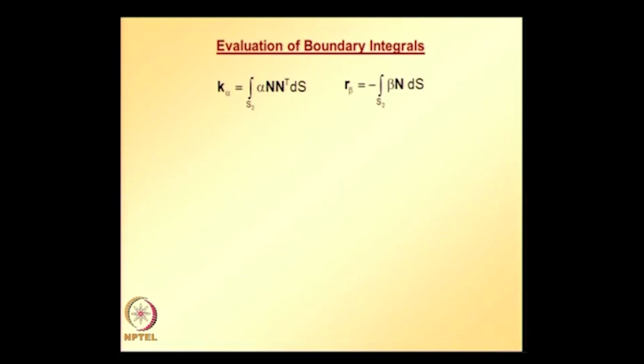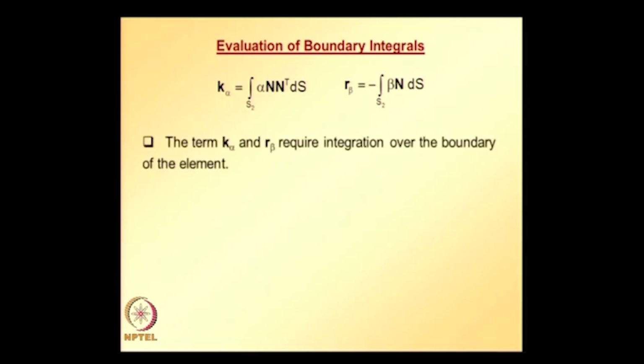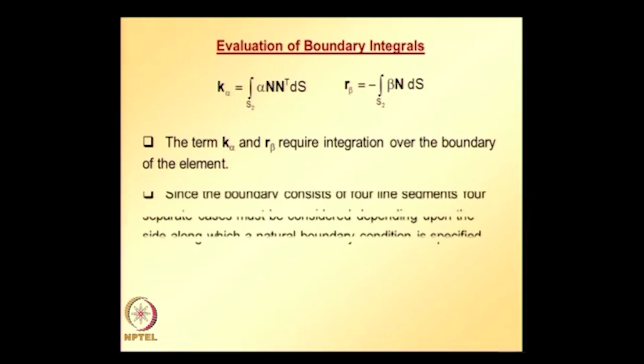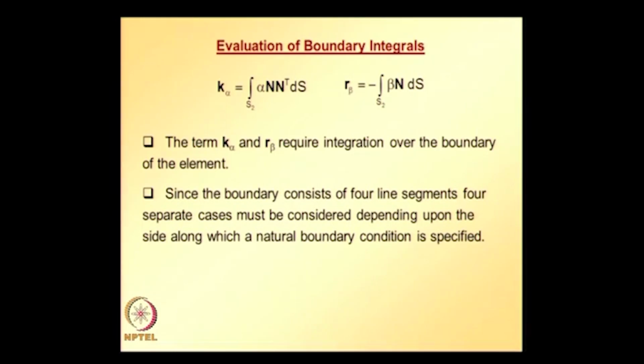please recall these are the two boundary integrals which we need to evaluate, k alpha and r beta, and the terms k alpha and r beta require integration along the boundary of the element. Since we are dealing with a 4 node quadrilateral element, the boundary consists of 4 line segments, so 4 separate cases must be considered depending upon the side along which the natural boundary condition is specified. Please note that we need to evaluate these boundary integrals only along the side on which the natural boundary condition is specified.